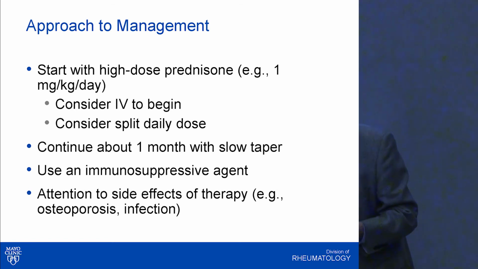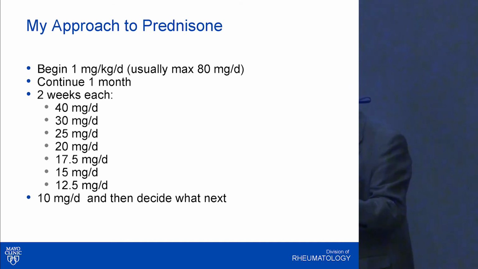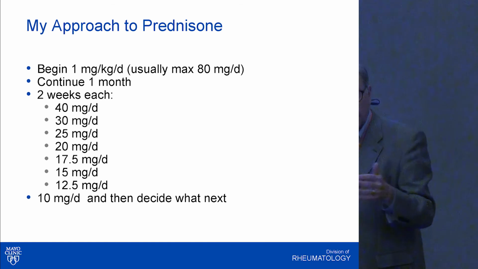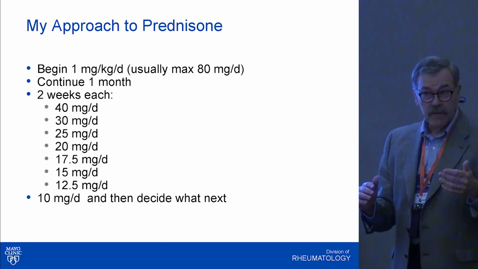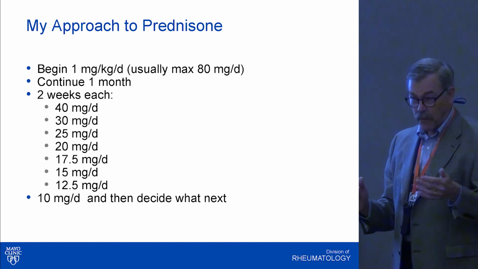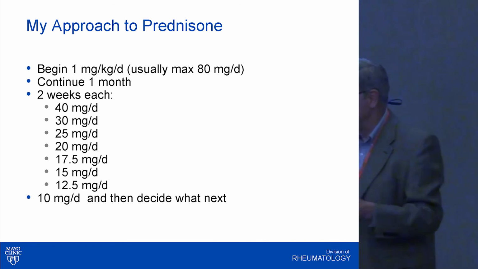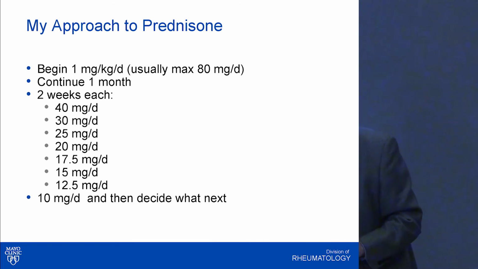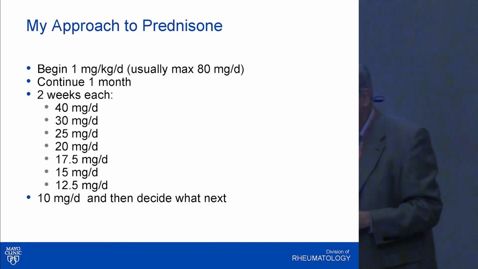So I usually go for about a month and then slowly taper. I use an immune-suppressing drug early, and then it's to pay attention to side effects. Think of osteoporosis and infection. Then it's how to taper. Everybody who uses prednisone has their own tapering schedule. Everybody thinks that theirs is the right one, but this is what I tend to do. And then what immune-suppressing drugs.